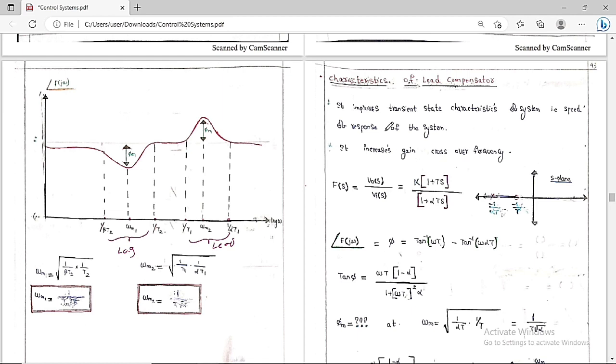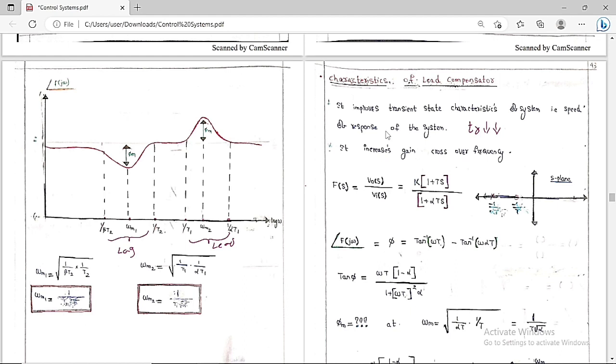So basically, this point I already told you, the basic thing of the lead compensator is that it always improves the transient state characteristics of the system. That is, it increases the speed of the response, meaning the rise time is going to decrease. Whenever the rise time decreases, the speed of the response of the system increases.